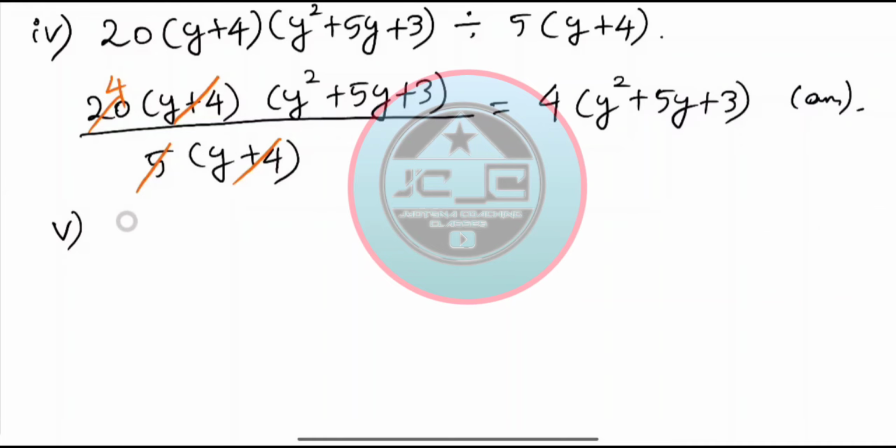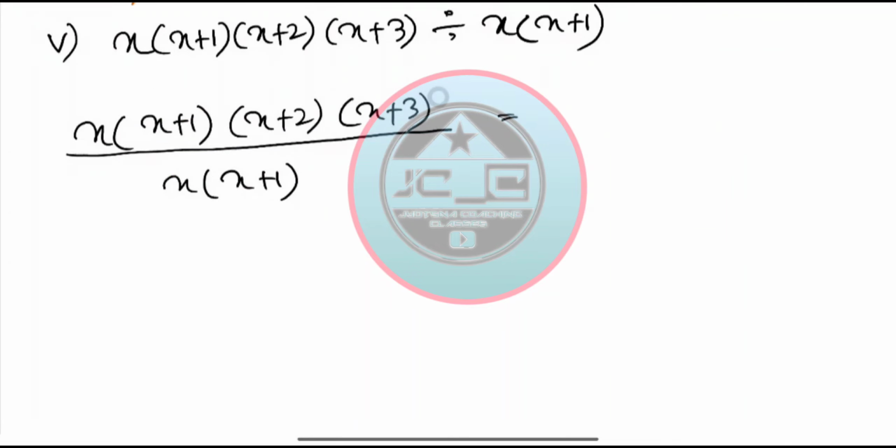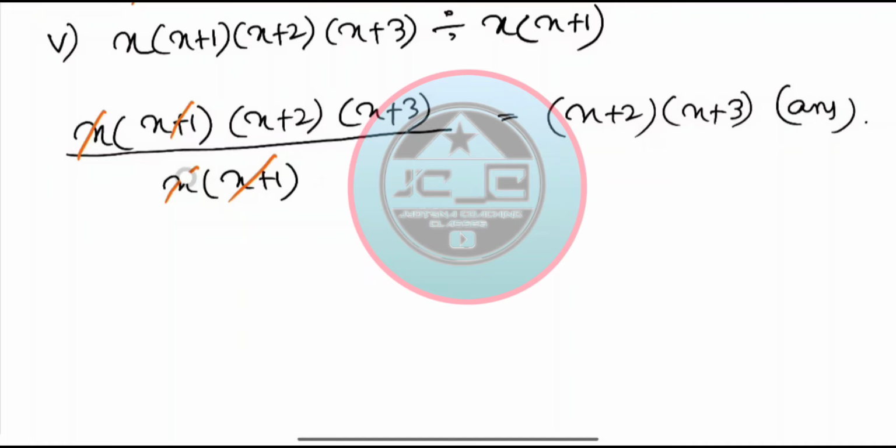The fifth question says, now as we can see, directly the cancellation game can start. x plus 1 got cancelled, x got cancelled. The final answer, we are left with (x plus 2) into (x plus 3). This is the final answer, right? Now let's move to the next one, question number 5.